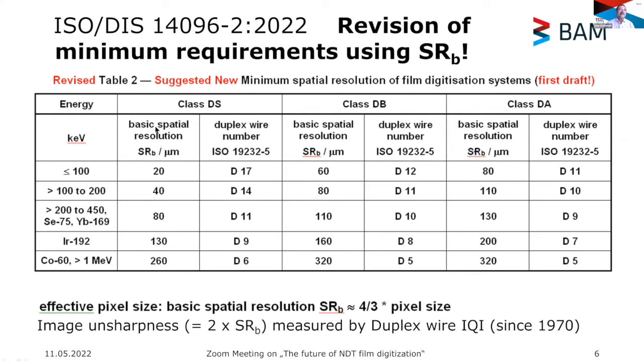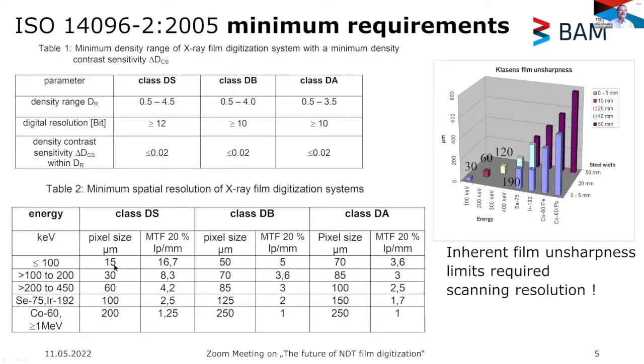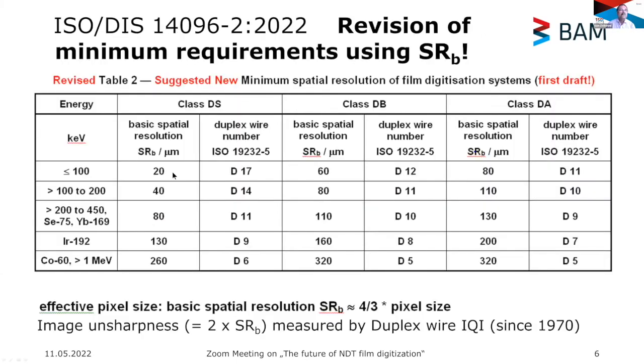And I took a very simple approach. How the basic spatial resolution is measured and defined will come later, but you can consider it as an effective pixel size. I used my old table from before, and I defined the basic spatial resolution as 4/3 of the pixel size. And now we go back. For example, here the old pixel size is 15, and we divide by 3 and multiply by 4, and we end up with 20. Yeah, and these are with some rounding. This will give the new values, but we still have a second column here.